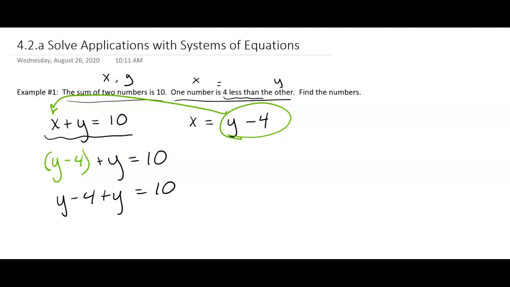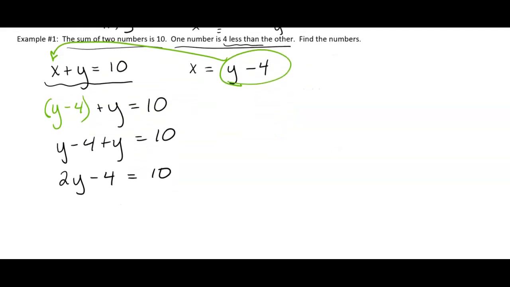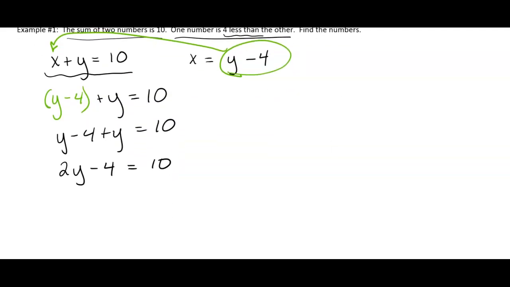And then y plus y is 2y. Try to remember that. And you may say, well, I already know what the answer is. That's fine, but sometimes you won't know by looking, and so we have to learn how to set them up. So we're going to add 4 to both sides. We get 2y equals 14.